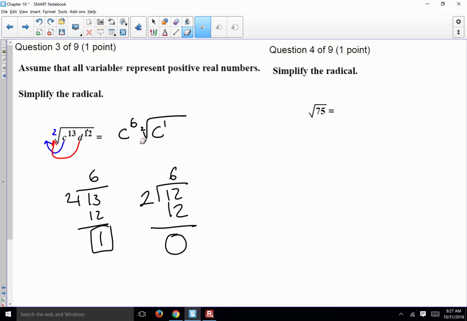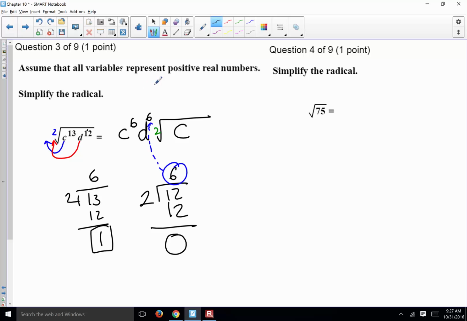So where did all those D's go then? Where are they now? Yeah, they are just beside C to the 6. So I need to squeeze them in here before the prison. They are out free. So all those D's are now here with 6 power. How do I know the 6 power? Because this is what I read there. And there is still one prisoner, which is C. C to the 6, D to the 6, radical of C.